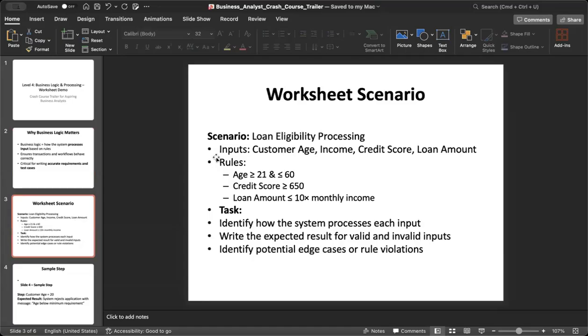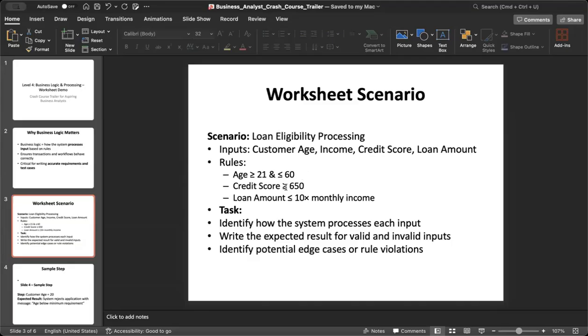Okay, so let's understand one example in our worksheet, how we're going to proceed and how we're going to learn business logic. So here is one worksheet to demo for loan eligibility processing. Identify how the input is processed. You can see we are collecting customer age, income, credit score, and loan amount, and the rules can be age greater than or equal to 61 and age less than or equal to 60. So the age limit is between these thresholds; below or above them, the applicant is not a potential candidate.